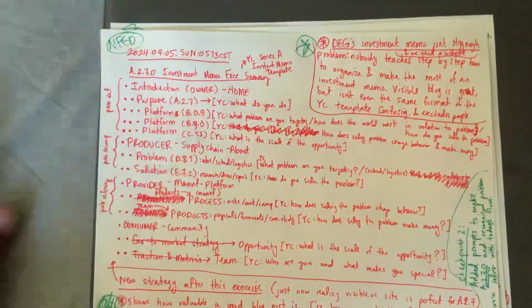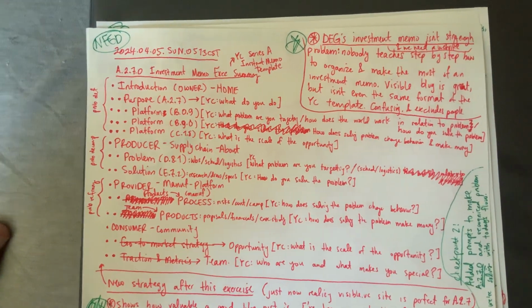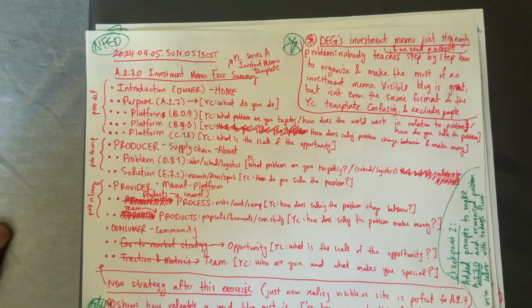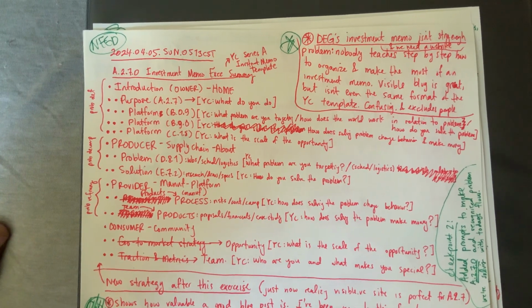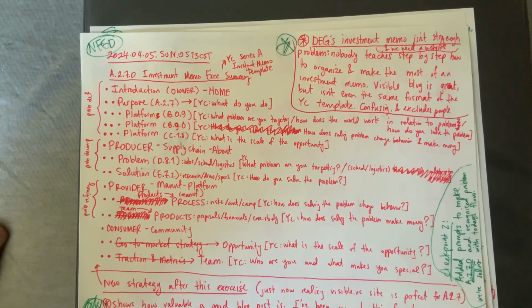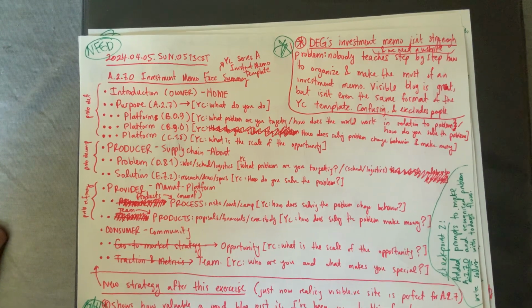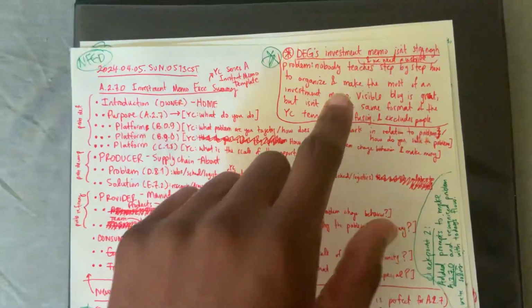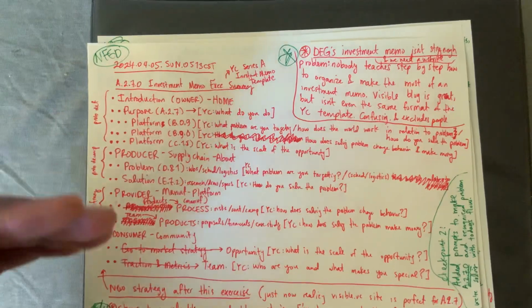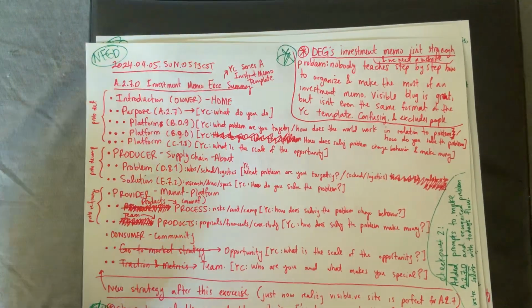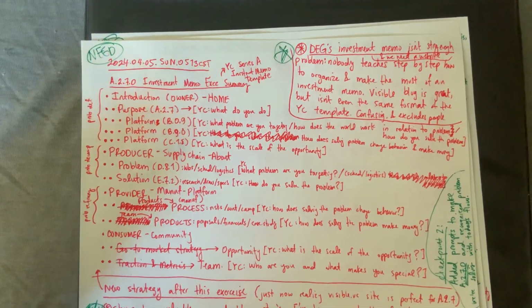But the main problem that I came up with is that right now DEG's investment memo is not very strong. It's essentially just like we've translated what we did with the pitch deck and just put it into a Word document. And I think the problem is that nobody teaches step by step how do you organize and make the most of an investment memo.